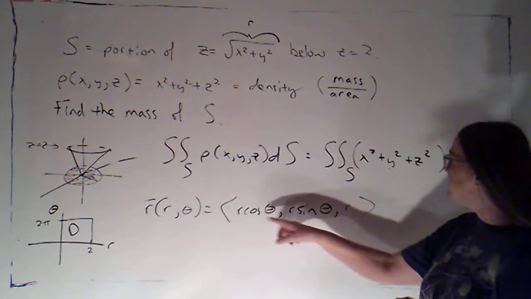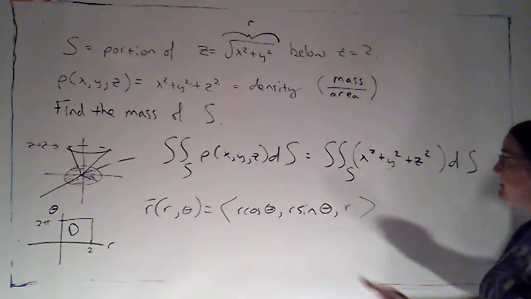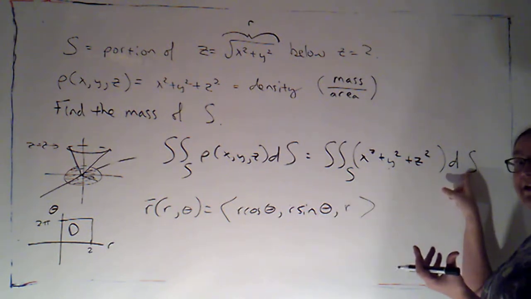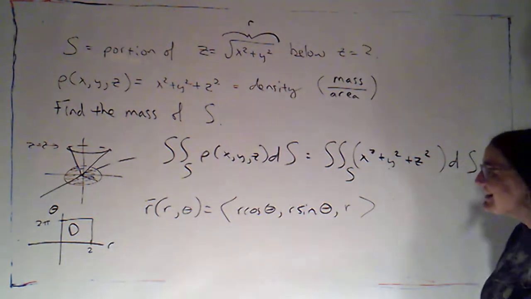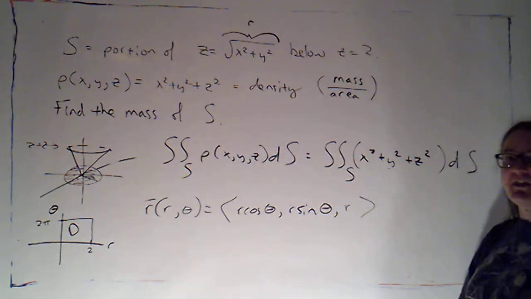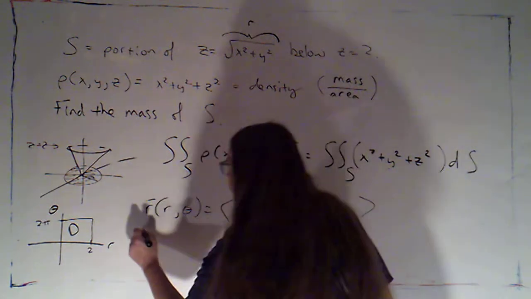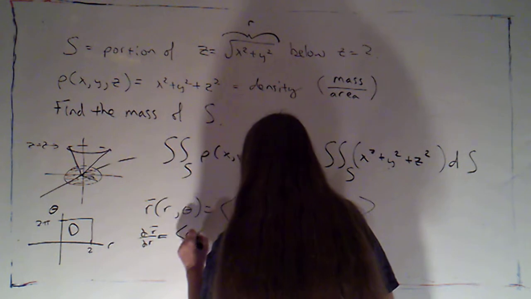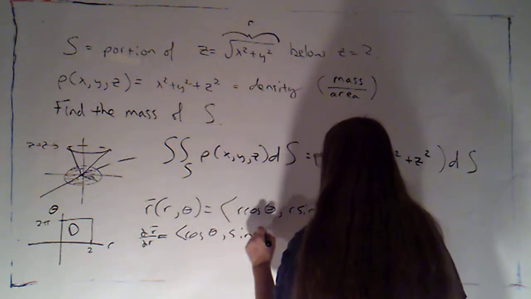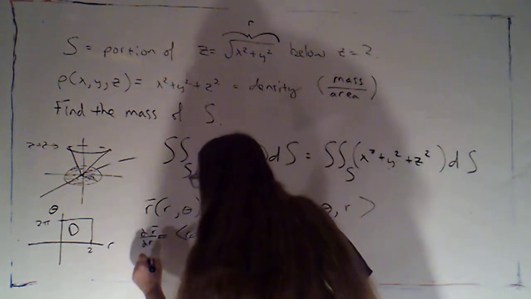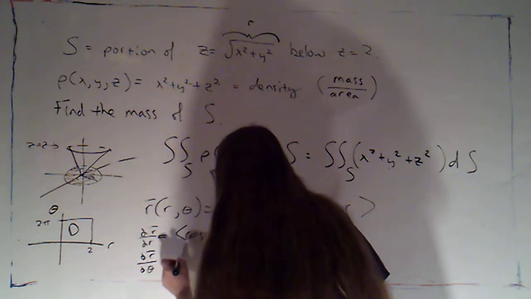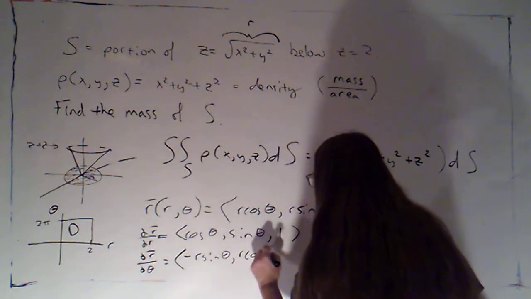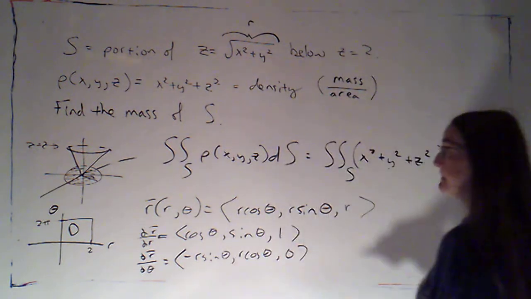So that's going to allow me to express my integrand in terms of r's and thetas. I'm going to also need to calculate the scaling factor I get when I switch from a ds to a dA in the r theta plane. So for that I need my two partials. The partial of r with respect to r is just cosine theta, sine theta, 1. The partial of r with respect to theta is going to be negative r sine theta, r cosine theta, 0.